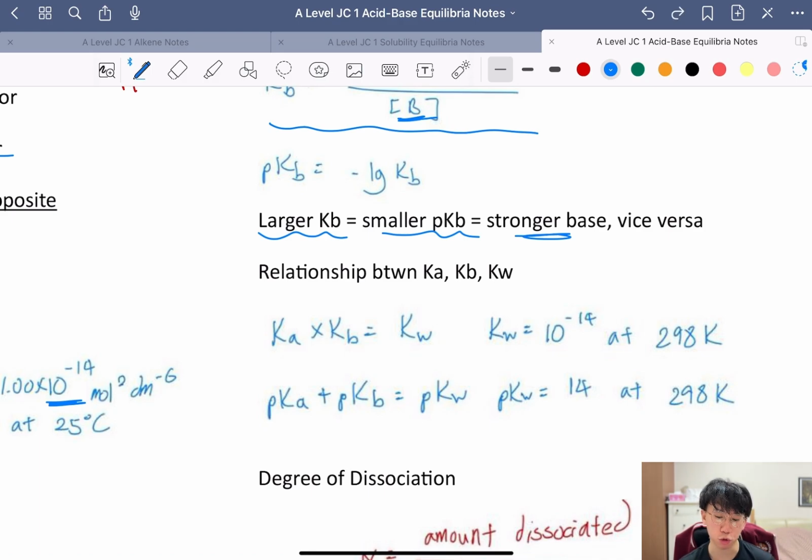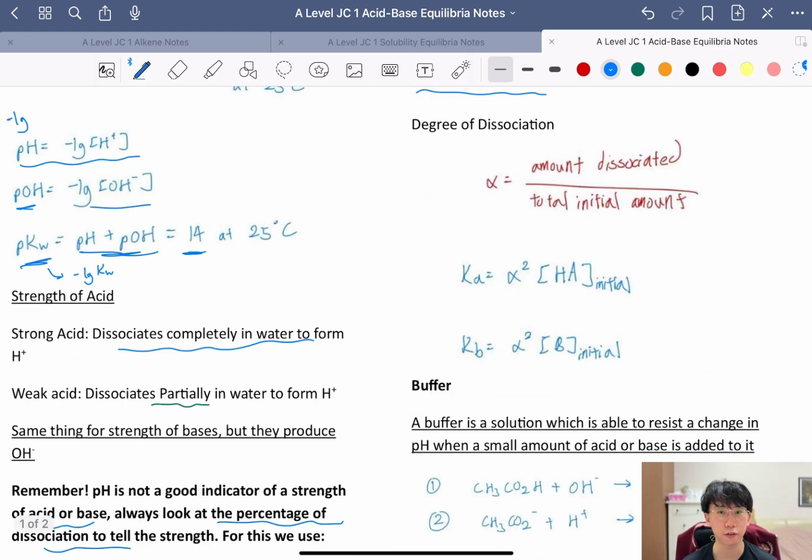So what's the relationship between Ka, Kb, and Kw? Ka times Kb equals Kw, and Kw is always 10 to the power of minus 14, as we stated just now. And also pKa plus pKb would equal pKw, and pKw always equals 14 at 25 degrees Celsius.